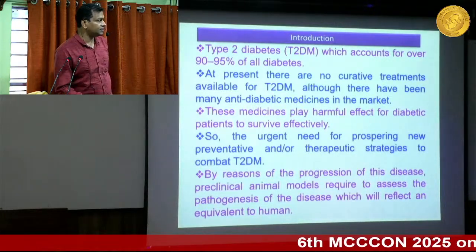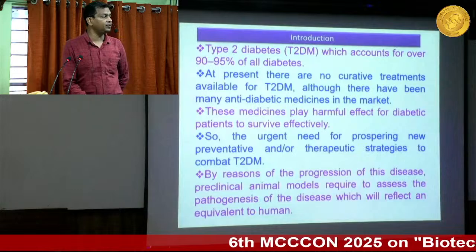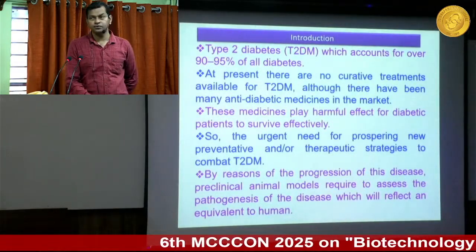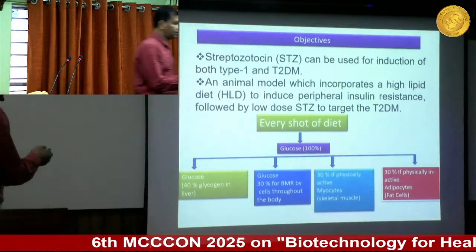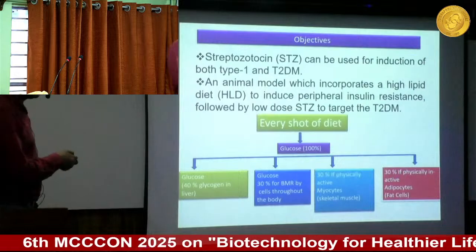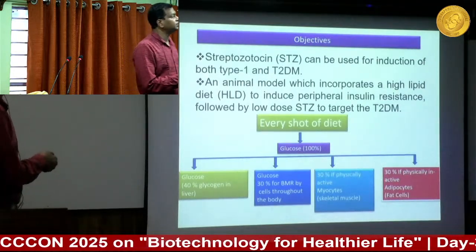By reason of the progression of this disease, a clinical animal model is required to assess the pathogenesis of the disease, which will reflect an equivalent to humans. And so the objective of this model: streptozotocin is a drug that can be used for induction of both type 1 and type 2 diabetes.